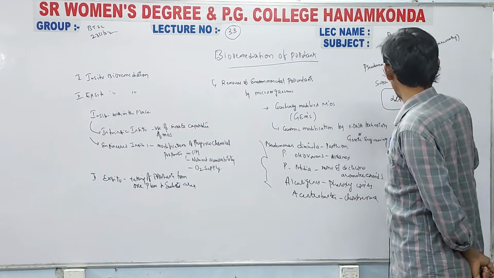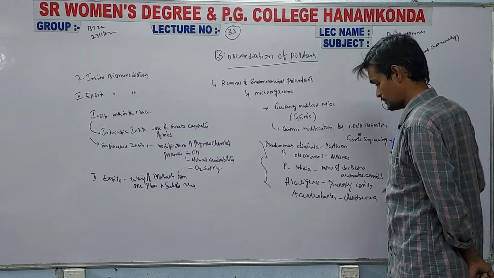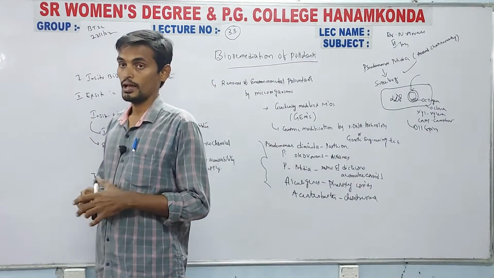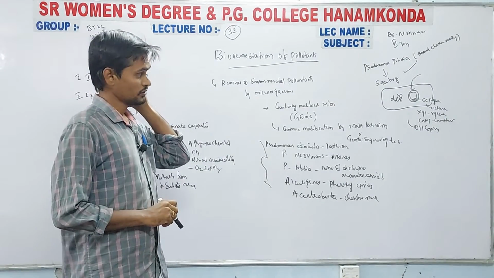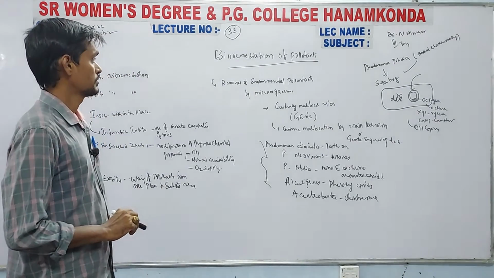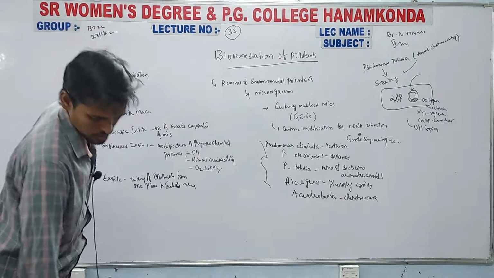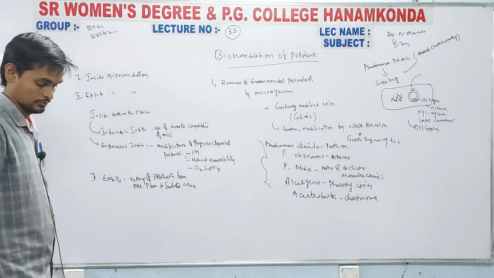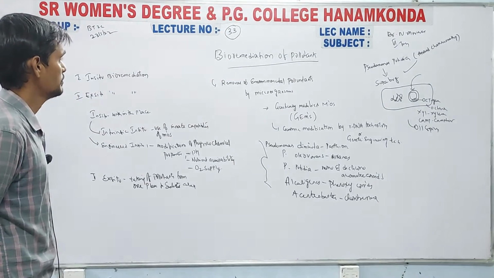So which can degrade the oil spills. The oil spills in the water can be degraded by using such genes: the oct gene, xylene gene and camphor gene. So this is about bioremediation of pollutants.